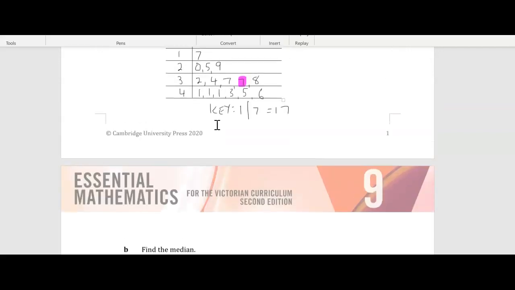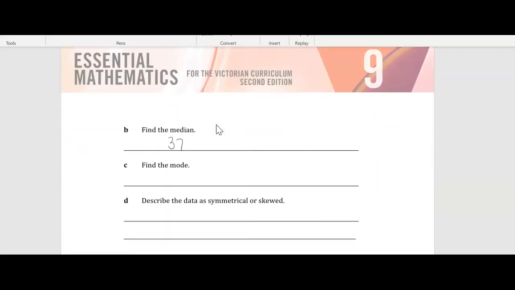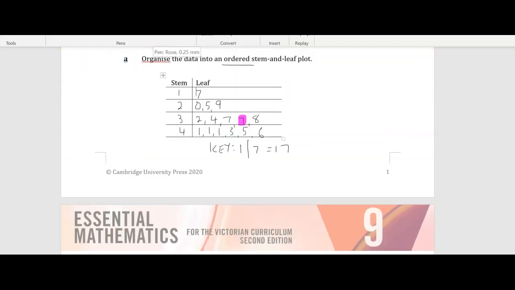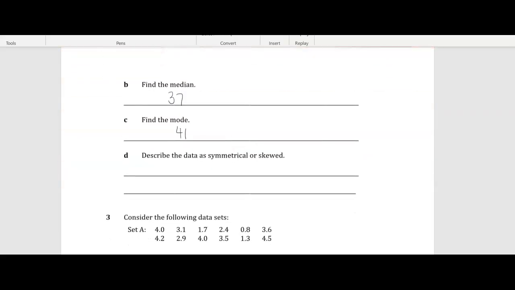Your mode, remember, is the most frequent number or the most common number, and that's 41. It occurs 3 times. And this stem and leaf plot is clearly not symmetrical, it's clearly skewed. So remember, if we were just to draw a line going over it, it's not symmetrical. Okay, so if it had the bump in the middle, it would be symmetrical. So this one, it's skewed.